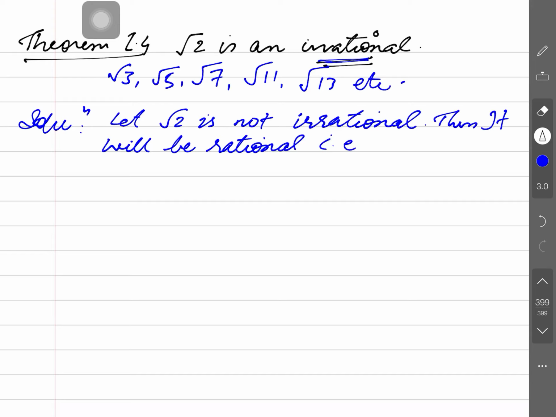So, if it is rational, then it can be written as what? Root 2 can be written as a by b. That means the form you know here, p by q form, because every rational number can be written in the form of p by q. Clear? Listen again, I am saying this again: let root 2 be not irrational.